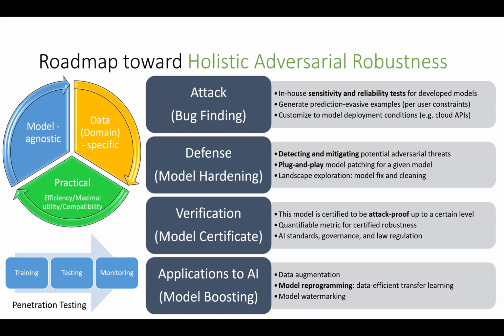The terminologies specific to adversarial robustness actually carry a broader notion. For example, attack can be mapped to finding bugs in our systems. Defense can be mapped to hardening our systems. Verification can be mapped to certifying or providing performance guarantees for our system. And more interestingly, there are also many noteworthy applications that come from studying and better understanding adversarial robustness for deep learning models.